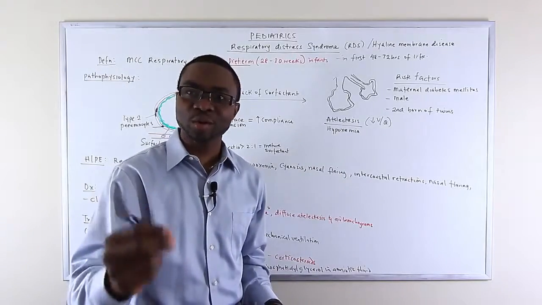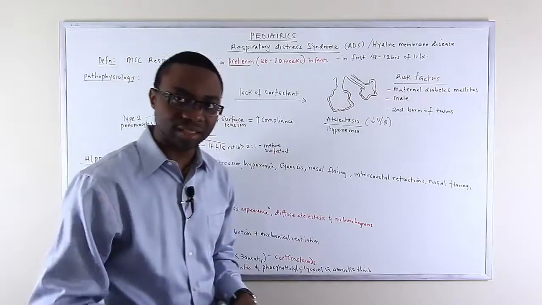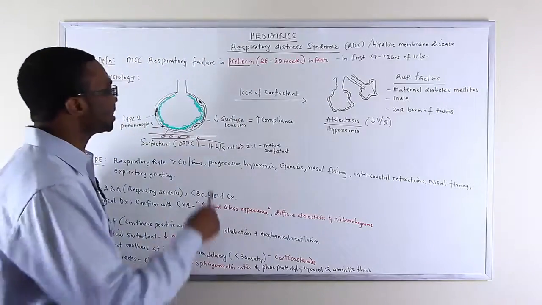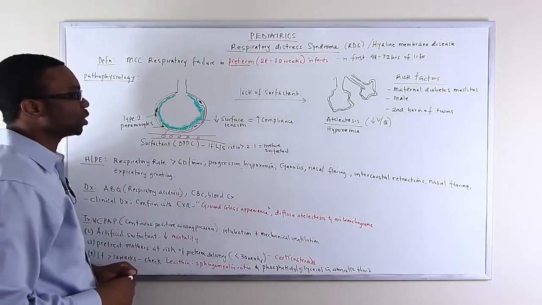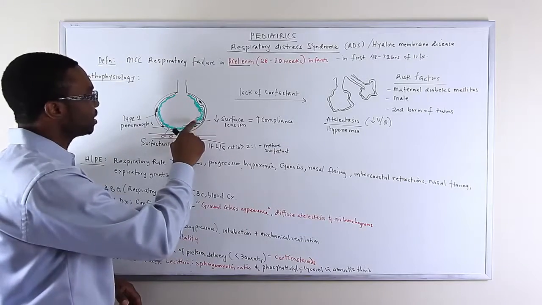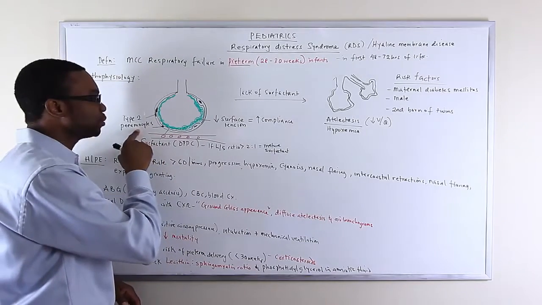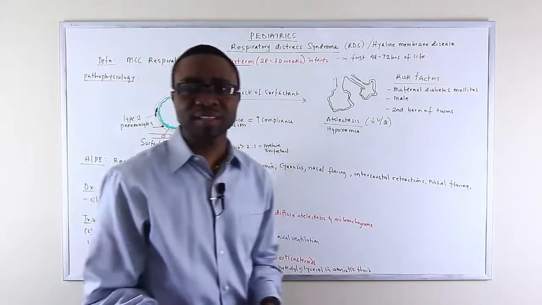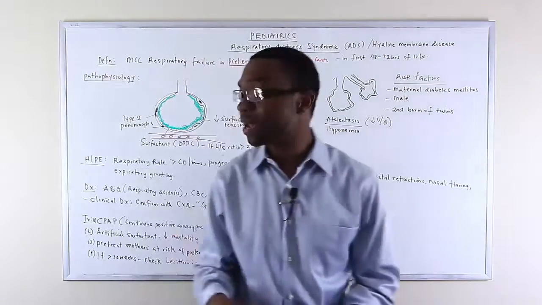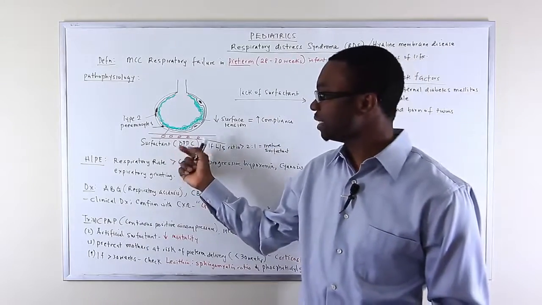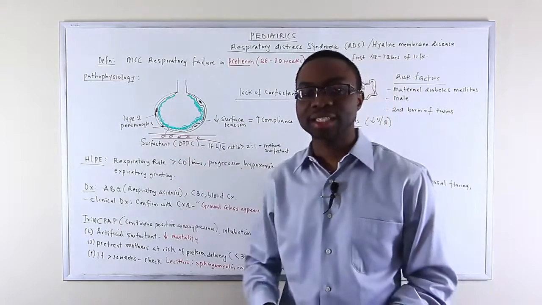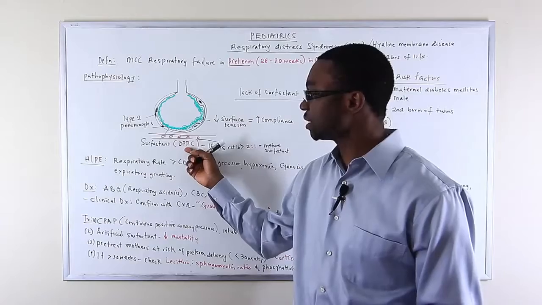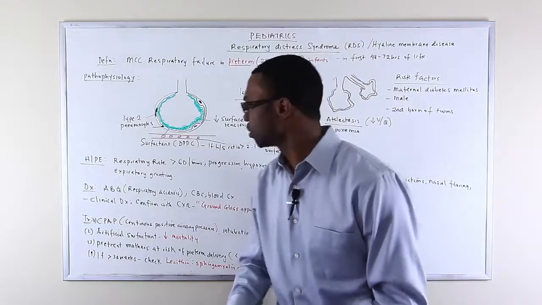We have to go over the pathophysiology, because there's no way we're going to understand RDS without going over basic physiology. Normally inside the alveoli in the lungs, we have surfactant, and it's made by the type 2 pneumocytes. What is surfactant? What's the big deal about surfactant? Surfactant is basically made out of DPPC, which is dipalmitoyl phosphatidylcholine. That was a mouthful, right?